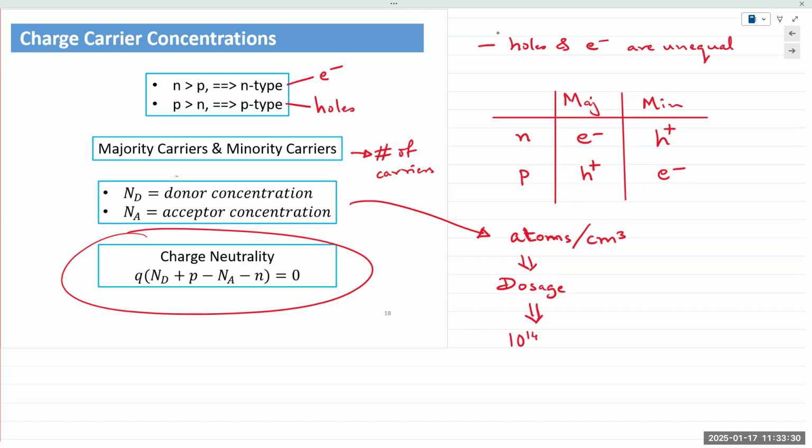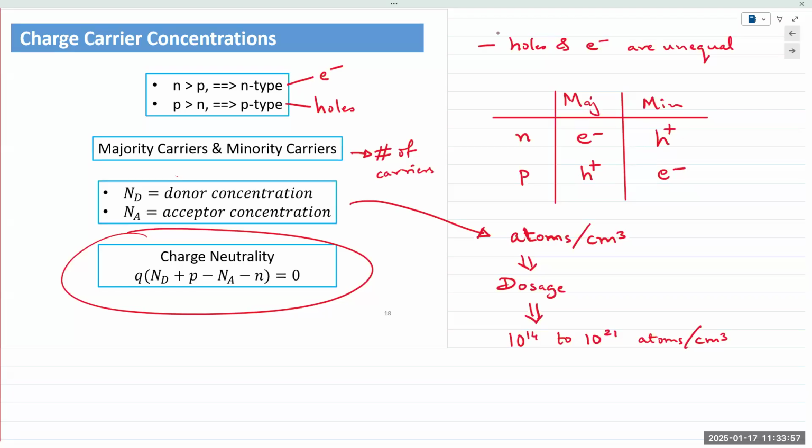Typical dosage is about 10 raised to 14 to 10 raised to 21 per centimeter cube. Sometimes if you're reading a different book or written by a different author, it'll just say per centimeter cube. Atoms are just assumed.